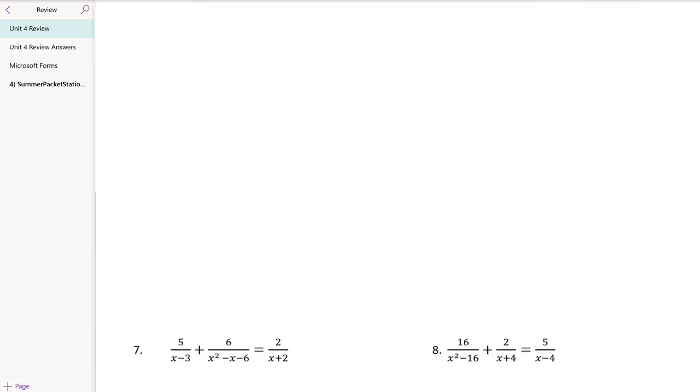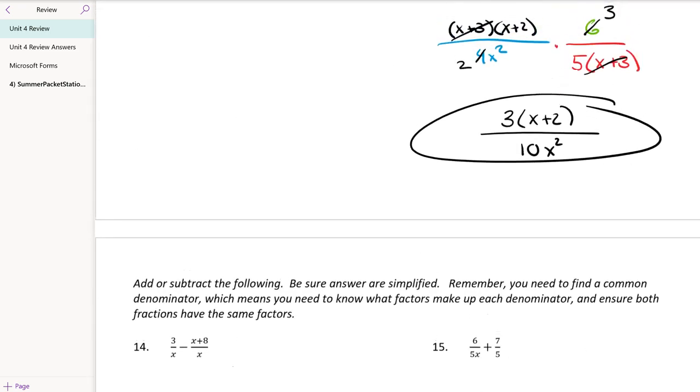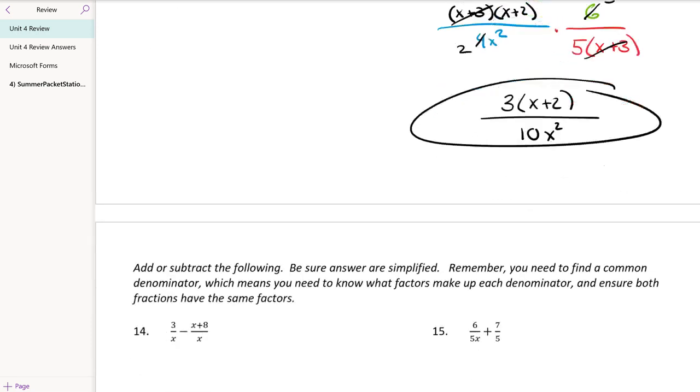So it looks like there's no division on here. Actually, now I'm going through it. So just remember, with the division, it's the exact same thing as multiplication, but you have to keep the first thing, change the division to multiplication, and flip the second fraction. Just remember about division.